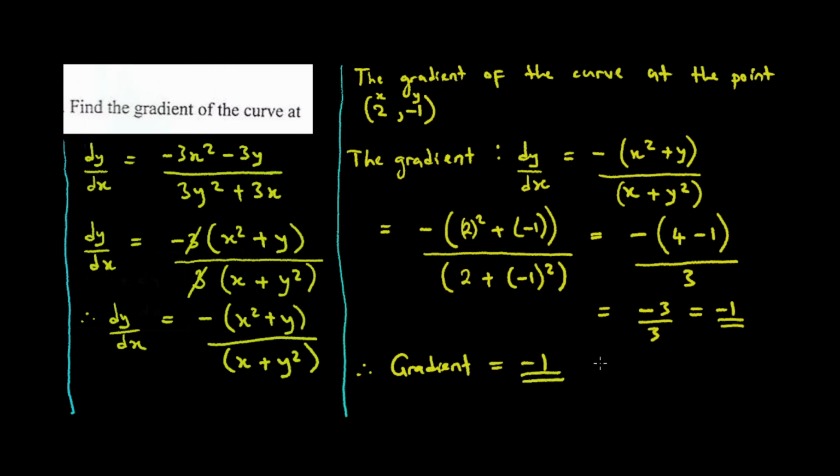That is the final answer. If you can, you would get 6 marks. That is how implicit differentiation is done. So if you have any questions, please don't hesitate to ask. Otherwise, let us go to the next question.